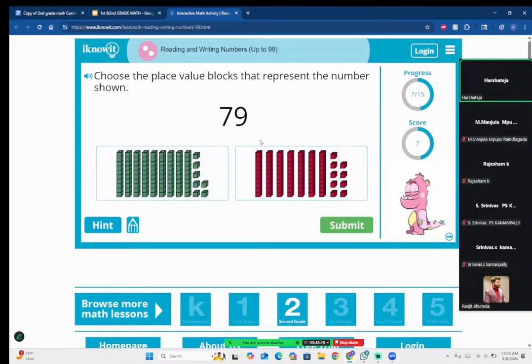If we go over here, 1, 2, 3, 4, 5, 6, 7. So 70. 1, 2, 3, 4, 5, 6, 7, 8, 9. 70 plus 9, 79.